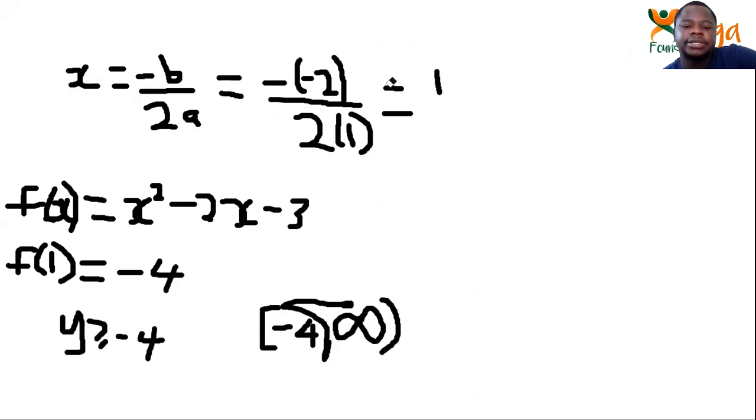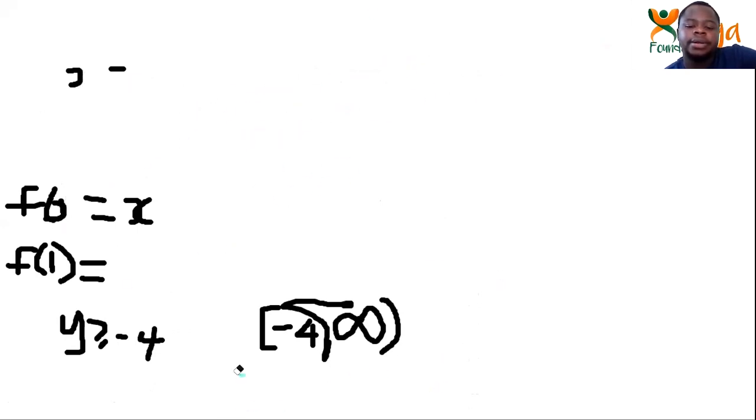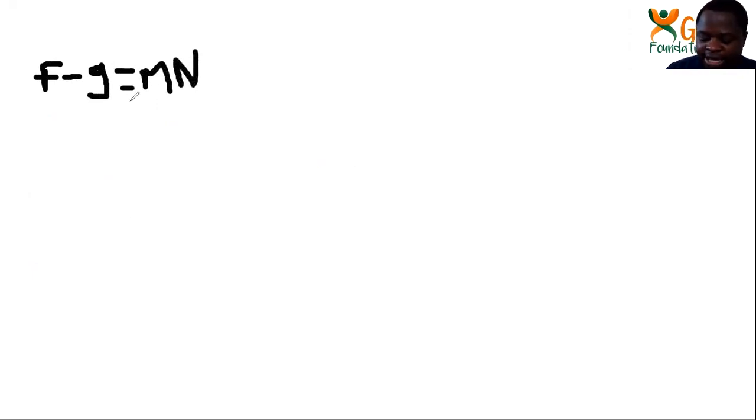Okay, let's erase first. Now I said you take the graph of f(x), then you minus the graph of g(x). So it would be the graph of f minus the graph of g, which should be equal to MN. It's true, MN, right? So now we can do it together.